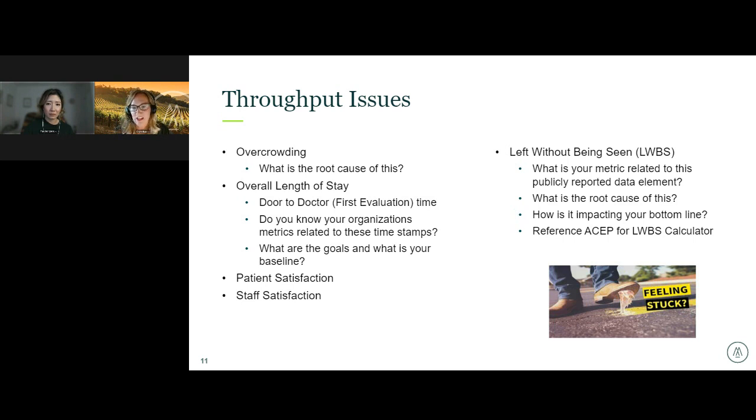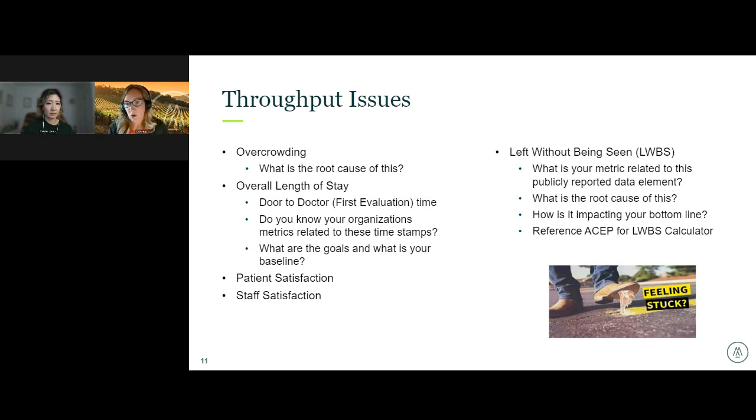Is it because you're just not timely enough? There's not a sense of urgency? Perhaps the ancillary areas that you rely on aren't assisting and getting turnaround times timely. Perhaps you're not getting ortho consults to the ER or cardiac consults timely. So you really need to focus on what your root cause is before you can really dive into some of the fixes. But you really need to look at your overall length of stay.